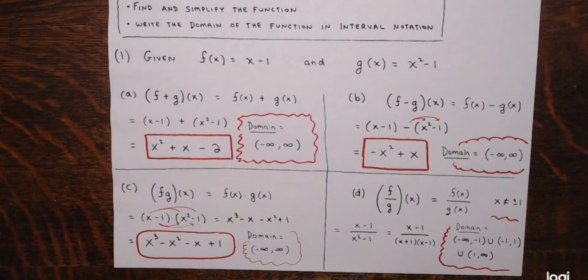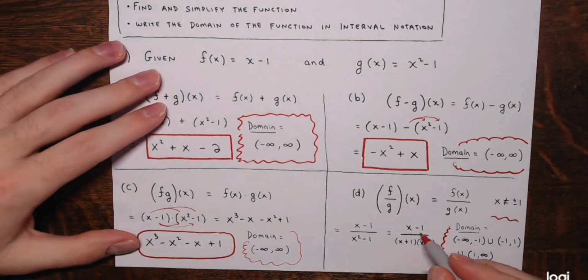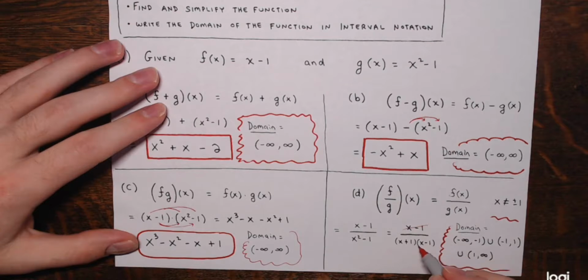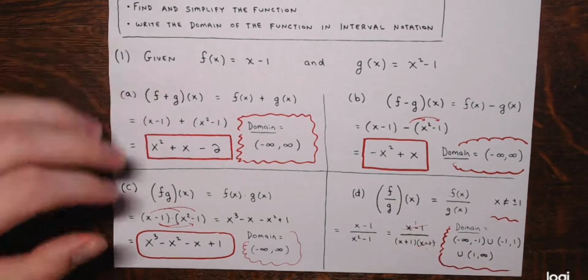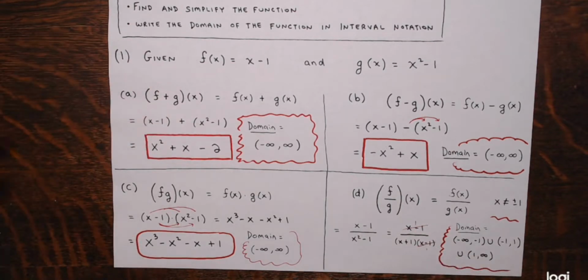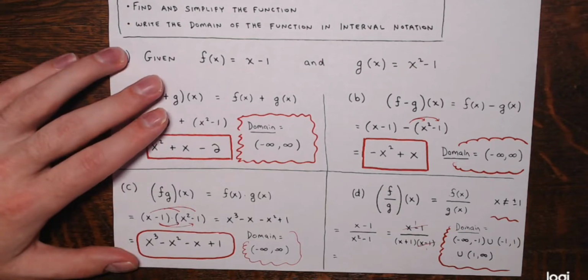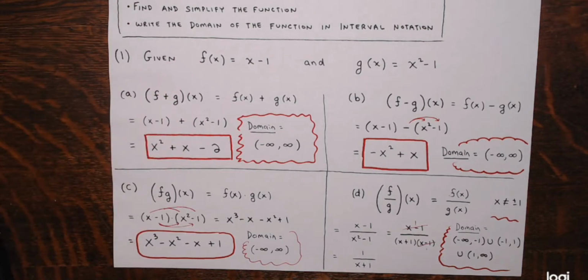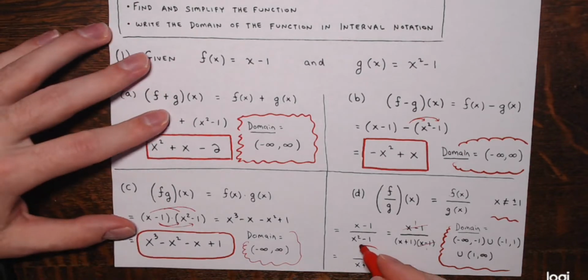But now I'm also seeing some cancellation. You see this factor of x minus 1 in the numerator and denominator. Those will become 1. And we get our simplified function, 1 over x plus 1 in the denominator, and that's it. Alright, that's as simple as that's getting.